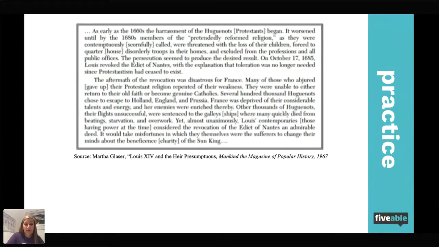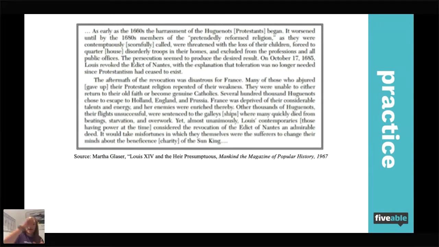So the main points here was really that the aftermath of the revocation of the Edict of Nantes was disastrous for France. So that's something that I would underline, because that is a claim. It's saying this was bad for France. And then it's going to give us some reasons why. And so that is kind of the main points that we should be pointing out and underlining that can draw our attention.